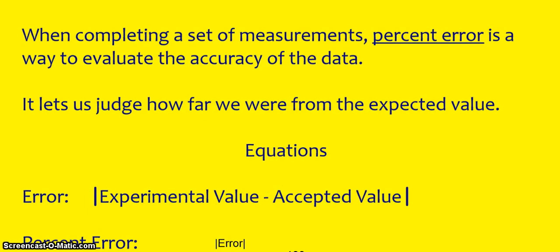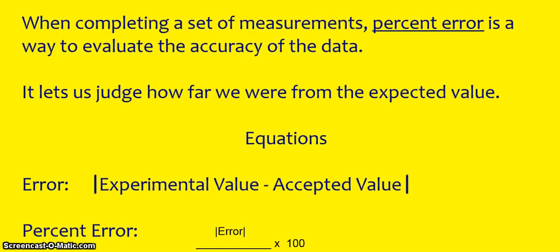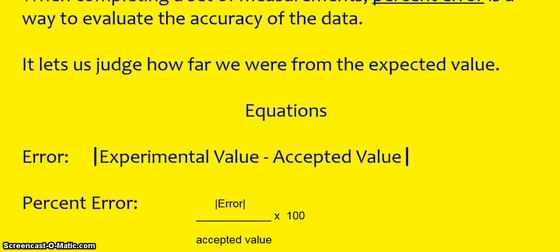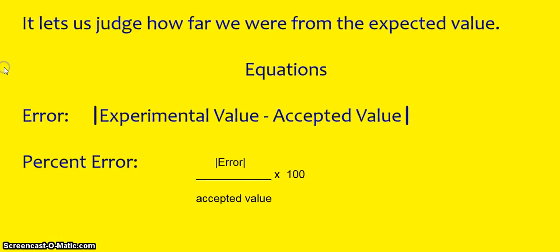So if we want to know how close our answer is to the real answer, we can do a percent error calculation to evaluate that accuracy. Again, it's a measure of how far we were from the expected value. So error alone is the absolute value of the experimental minus the accepted. If we then take that and divide by the accepted, we will get percent error.